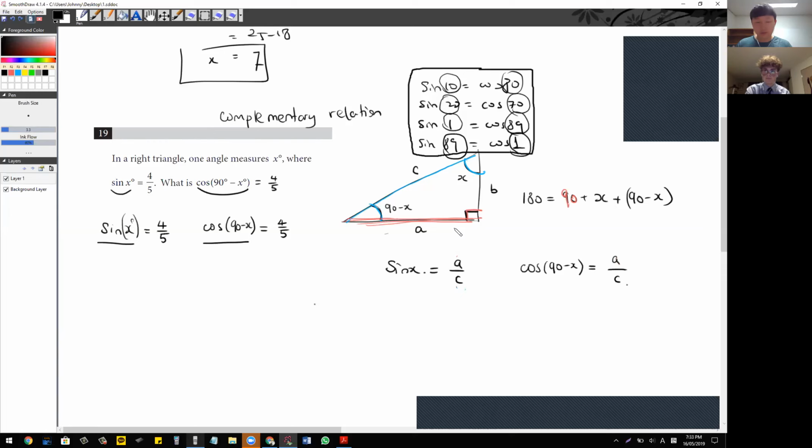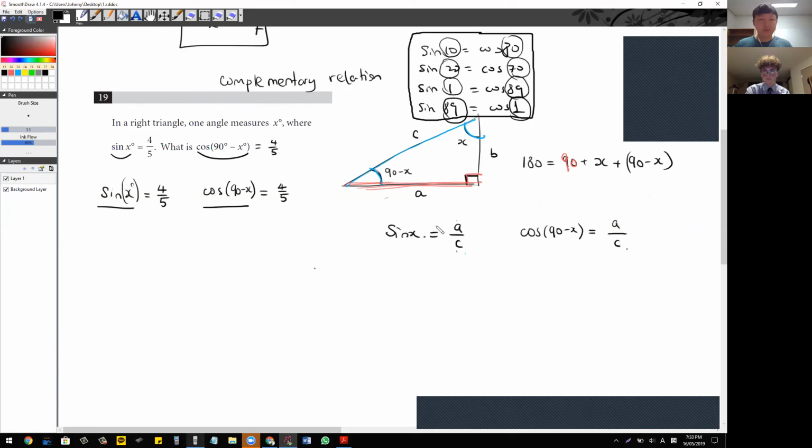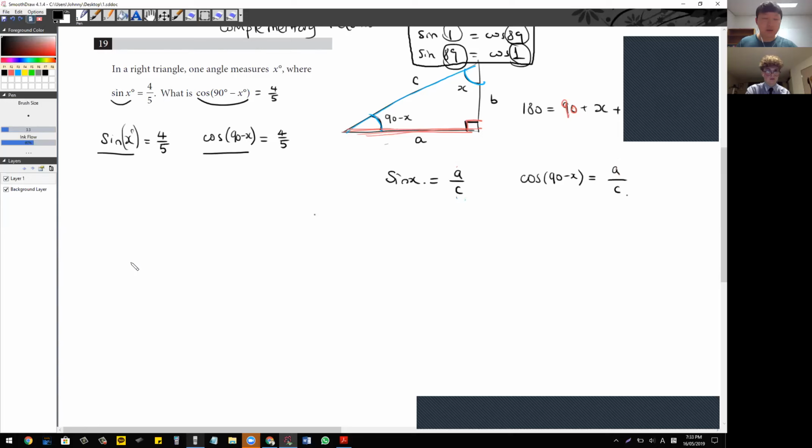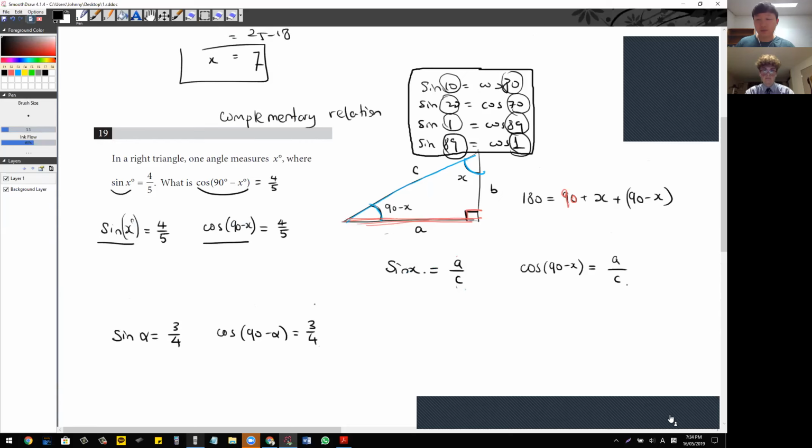Now I'm going to give you this question. Let's say sine of alpha is 3 over 4. What's cosine of 90 minus alpha? It's 3 over 4, exactly. That's known as the complementary relationship.